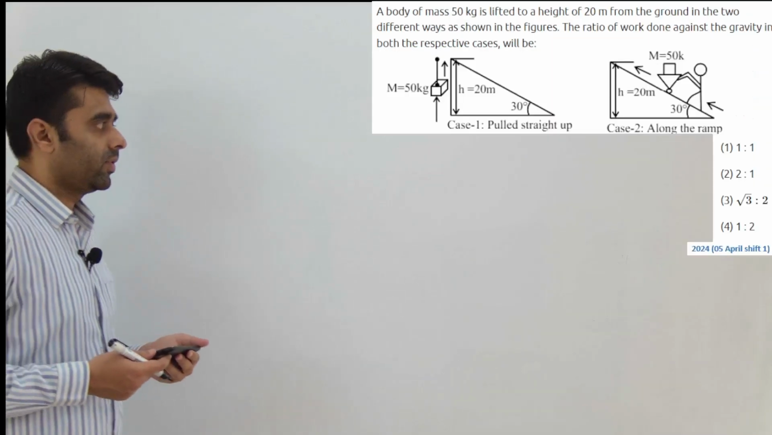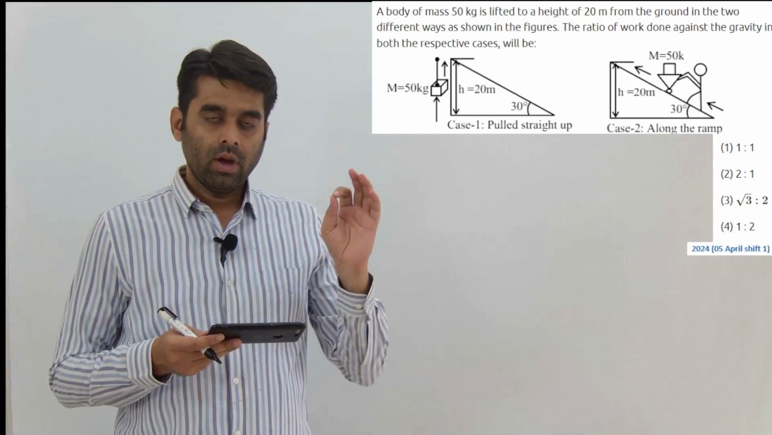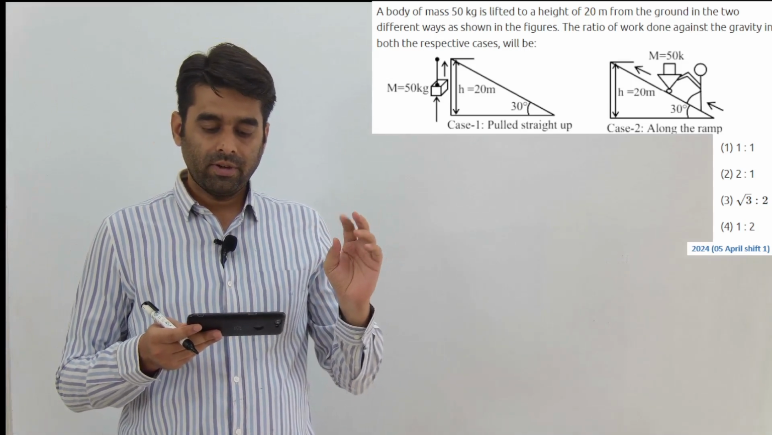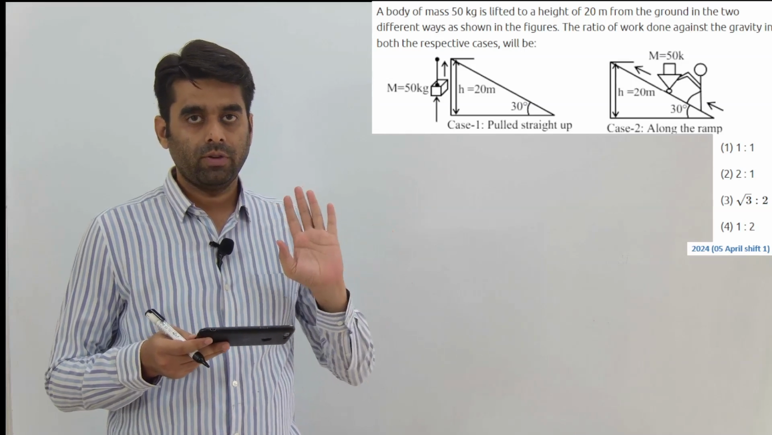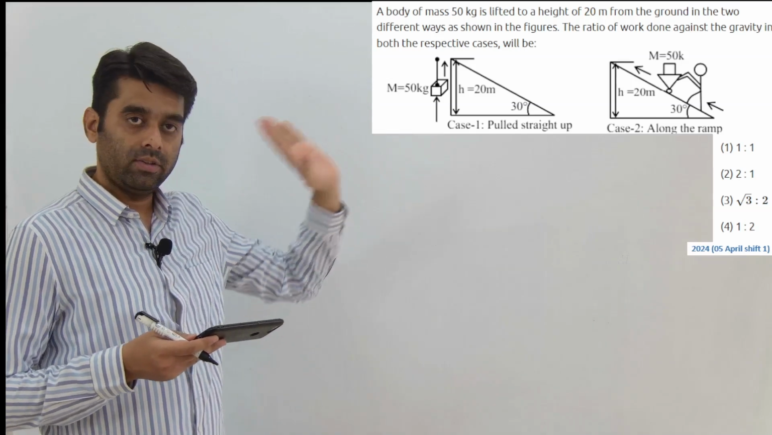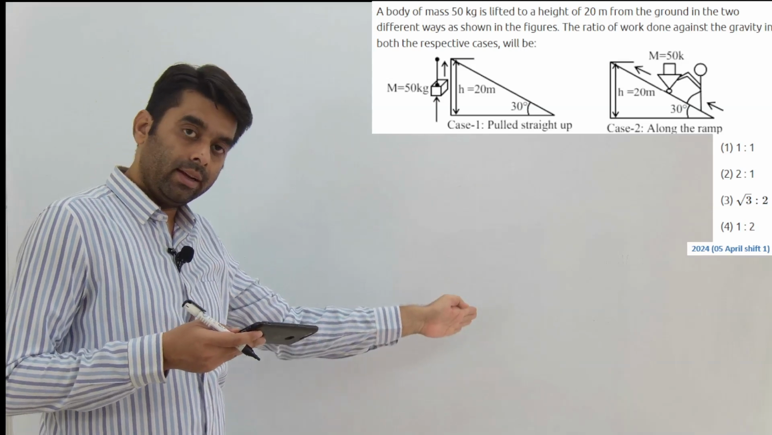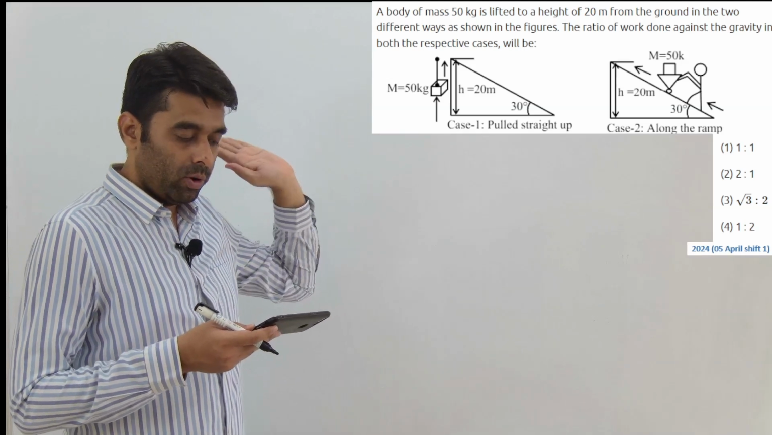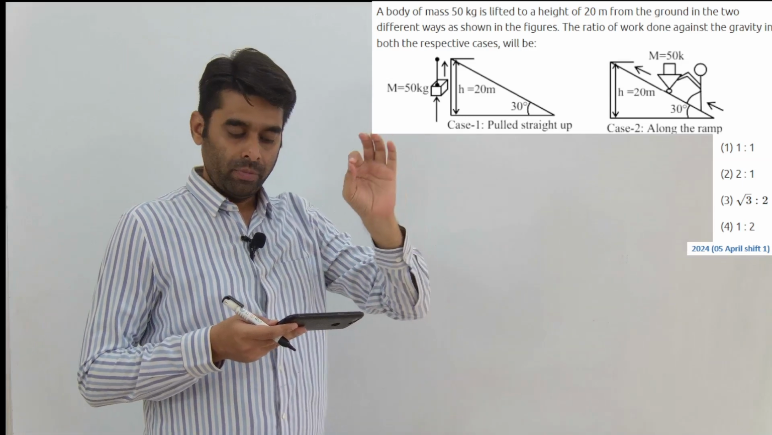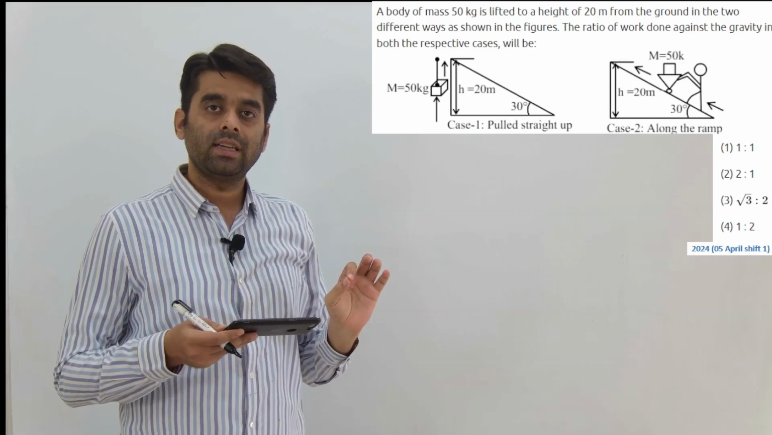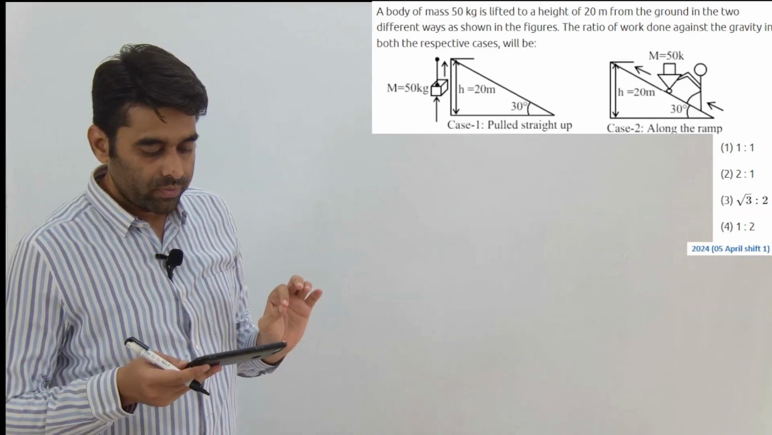Yeah, second question. It says a body of mass 50 kg is lifted to a height of 20 meter from the ground in two different ways as shown in figure. So the figure is in front of you. One is directly vertically up, the block is moved. In the second case, it is moved along the incline, right? They are asking us the ratio of work done against gravity in both the respective cases.